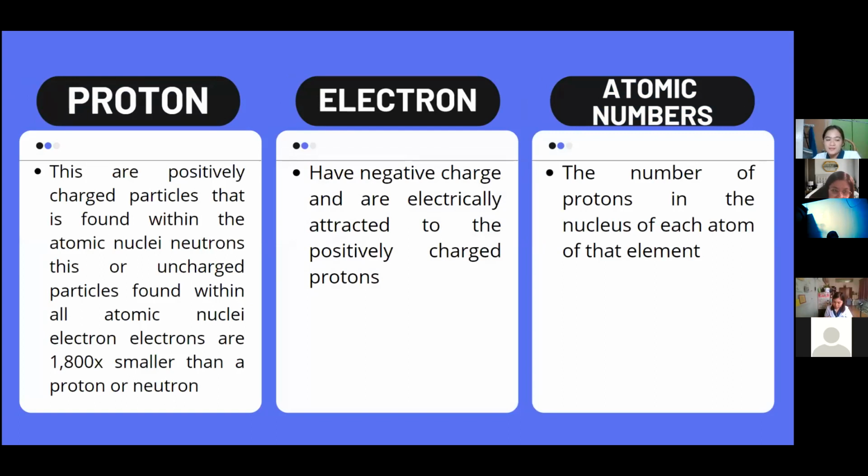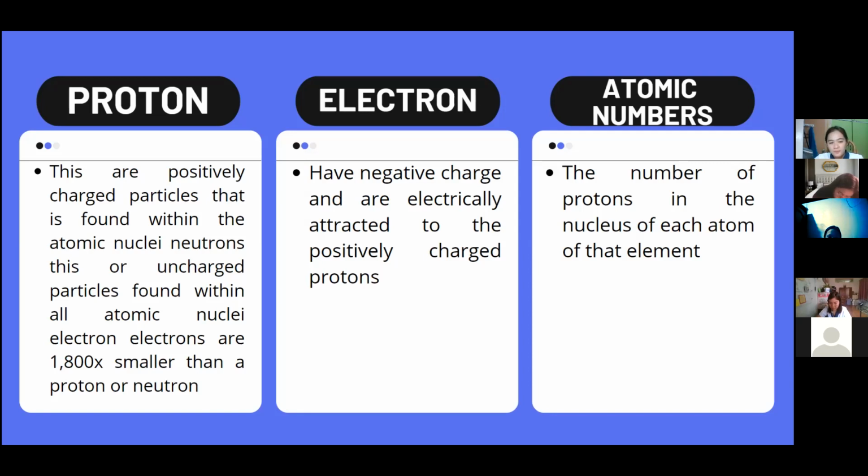So next is proton. The proton starts with the letter P, which indicates that it is a positively charged particle, found in the atomic nuclei. The number of protons in an atom is also referred to as the number of the element. Notice that there is something attached below, which is for the electron.